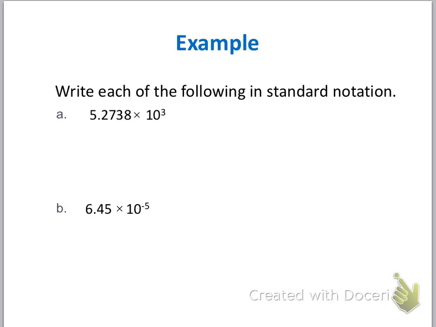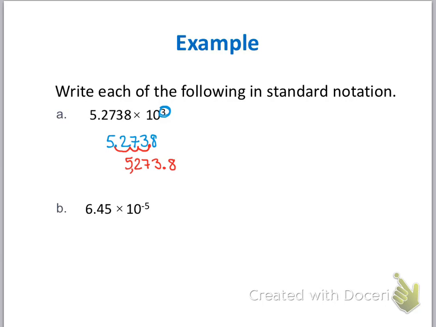Let's try something else. Let's talk about going from scientific notation to standard. Okay? So I have my decimal 5.2738, and I need to move my decimal 3 spaces. It's positive, so I'm going to make this number bigger. To make this number bigger, I would move it to the right. And now I'm going to write that number nice, neat, and pretty. It is 5,273.8.